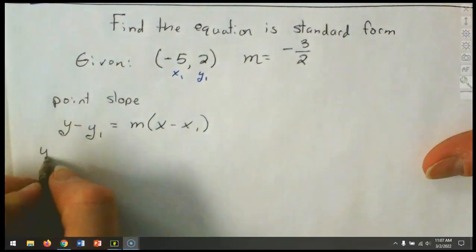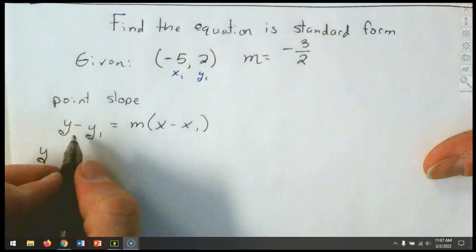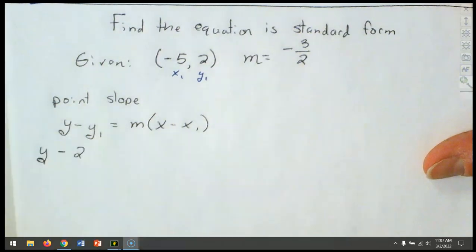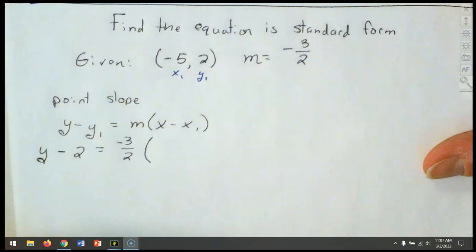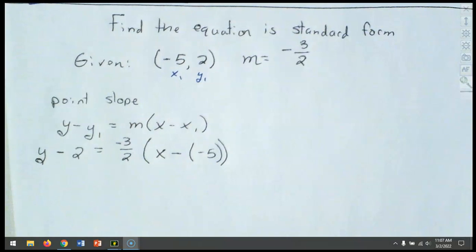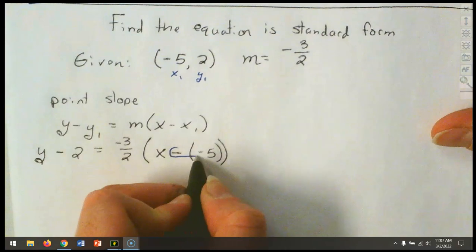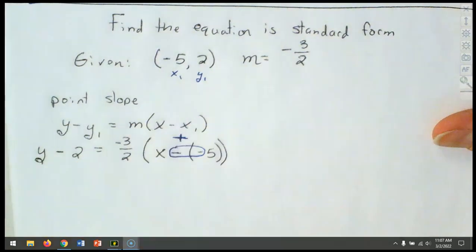So fill it in. The y stays the same. Now, y1 is 2. So we have a minus that comes down. So that's going to be that minus 2 there. Equals m, which is a minus 3/2. X stays the same. Minus a minus 5. Commonly made mistake is right here with this double negative, because this double negative makes it then a positive. So be very careful with that.